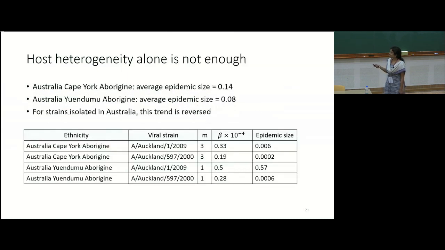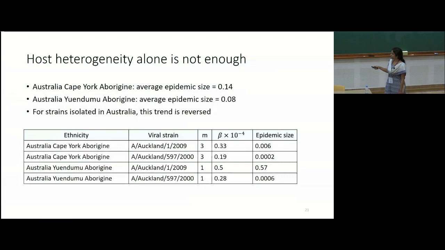But once again, when we focus on 2 particular ethnicities from Australia, we see that the average epidemic size for the first ethnicity here is larger than the average epidemic size for the second ethnicity. But this trend is reversed when we focus on strains isolated in Australia. In this table, we see the first 2 rows corresponding to the ethnicity Australia Cape York Aborigine, which, notice, had higher epidemic sizes on average.